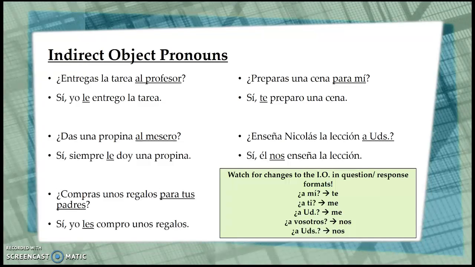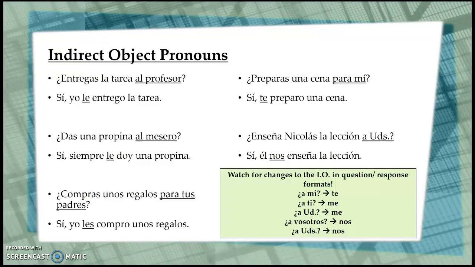Let's look at some more examples. ¿Entregas la tarea al profesor? Are you turning the homework in to the teacher? Sí, yo le entrego la tarea. Le refers to al profesor. We replaced teacher with two letters, le.